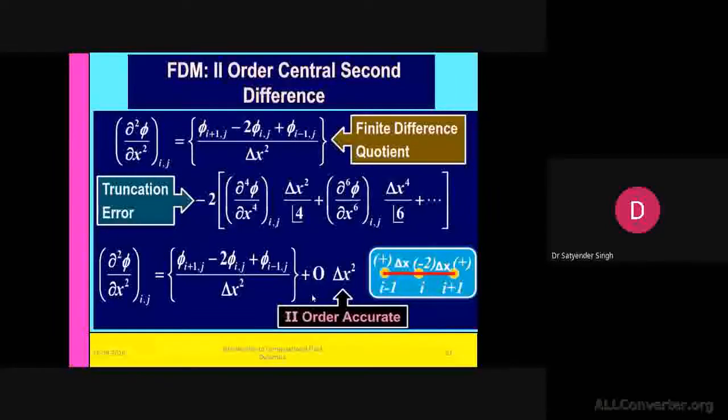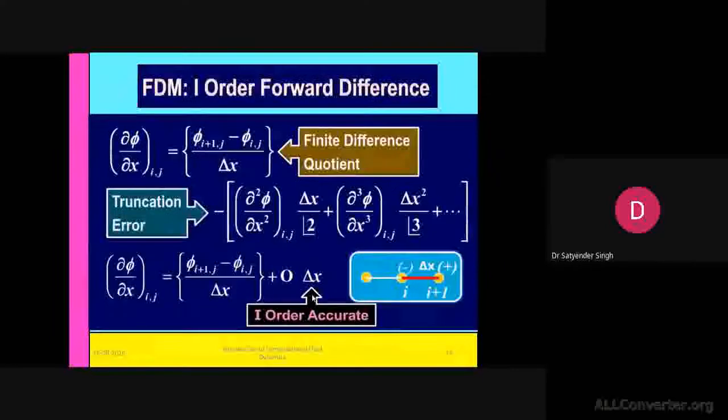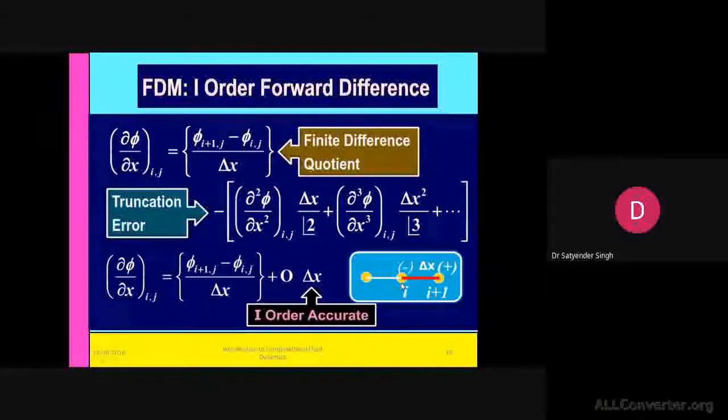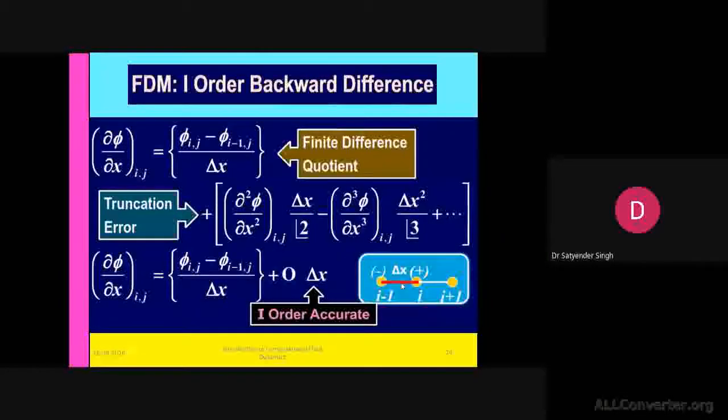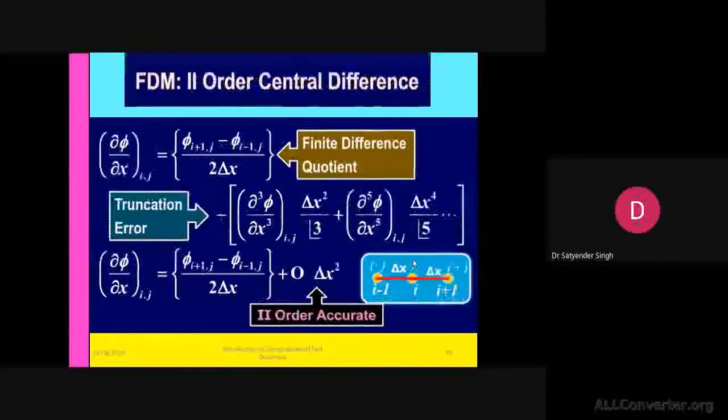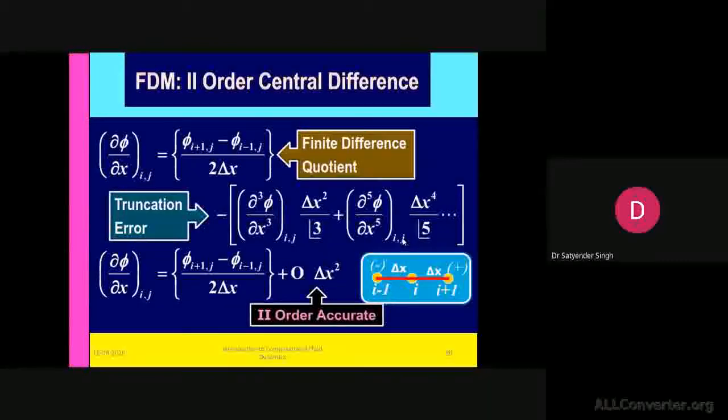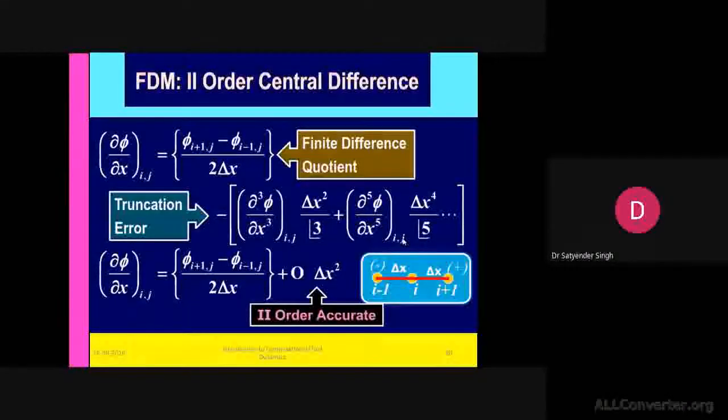So we have forward difference. For that, we will have, let's say, the initial point. We will move in the positive direction, one step forward. Then we have the backward differencing. We will move one step in the backward direction. And then we have the central, the second order central difference.